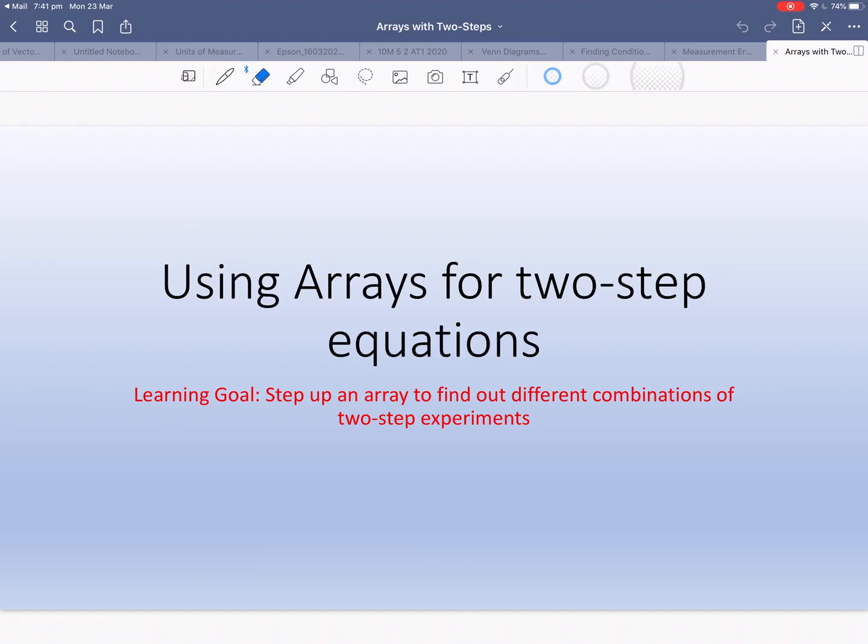In this lesson, we're going to continue with probability, but we're going to use these things called arrays for two-step equations. Two-step, like probability equations. Now what is a two-step array? We're looking at two-step experiments and we see different combinations. Obviously from examples you'll get a better idea, but essentially it's not just one thing. It's not just, oh, what's the probability of rolling a 1 or a 6? It's two different things. So let's look at the lesson.